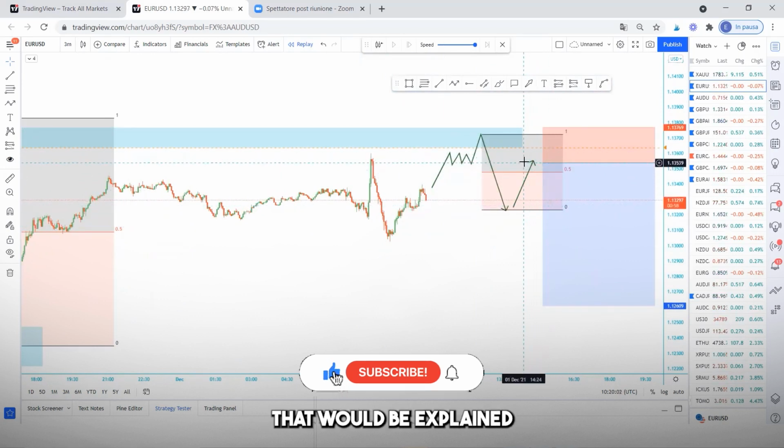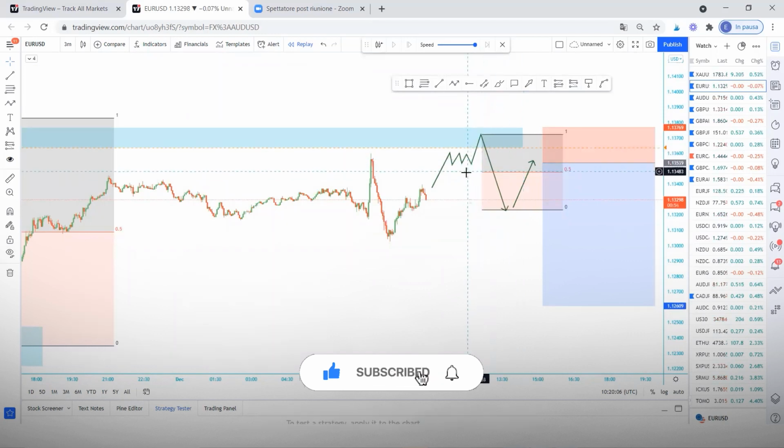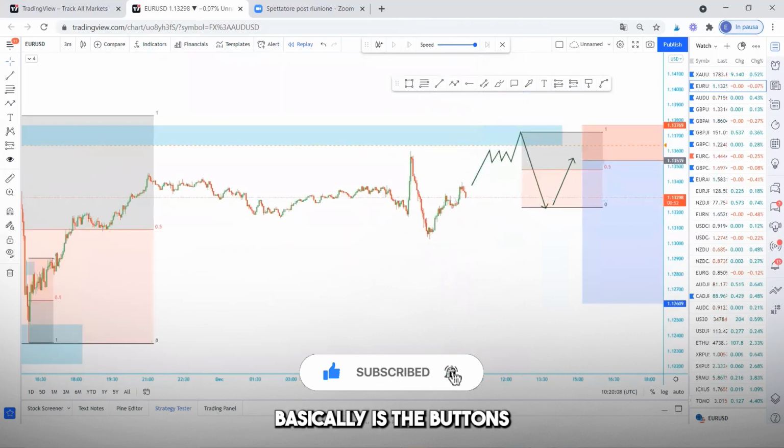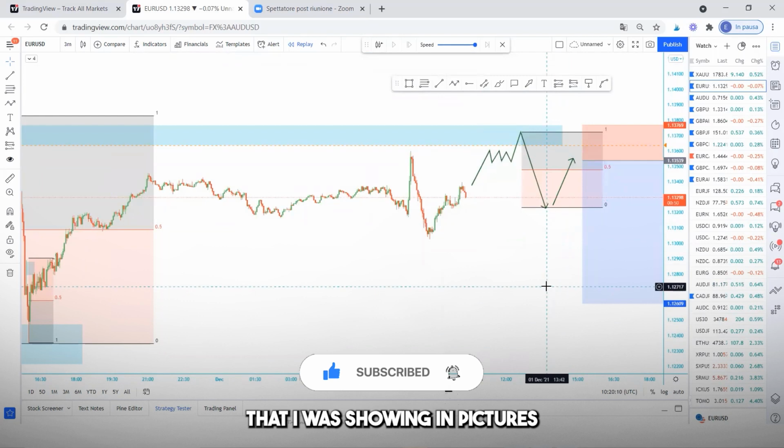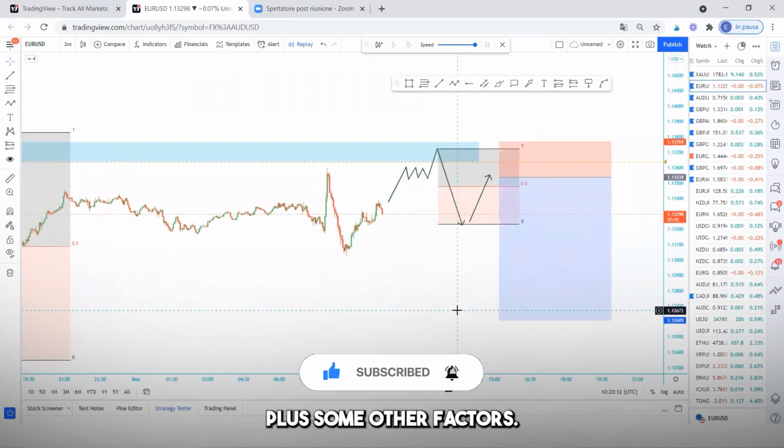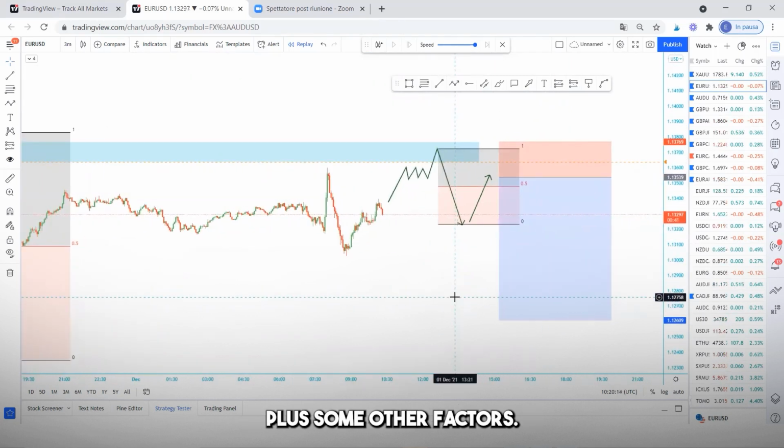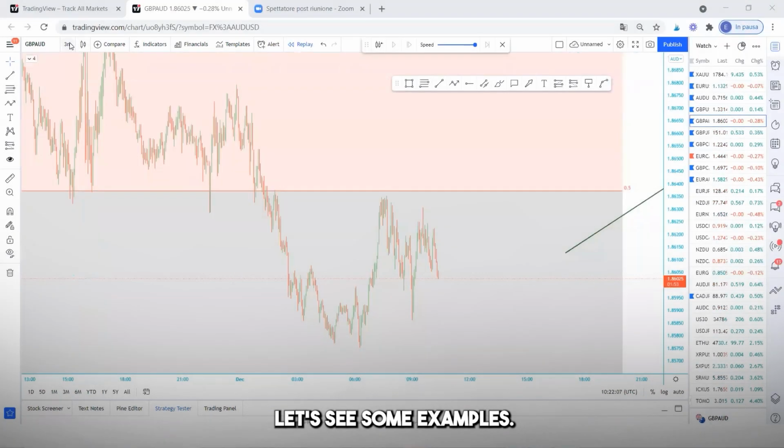Well, that will be explained in the entry confirmation video, but basically it's the patterns that I was showing in the pictures, plus some other patterns, but it's all about liquidity, so grabs of liquidity and change of structure and the battle between supply and demand, who's in control. So let's see some examples.